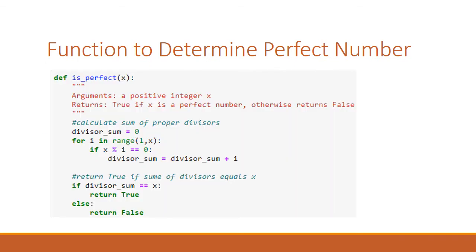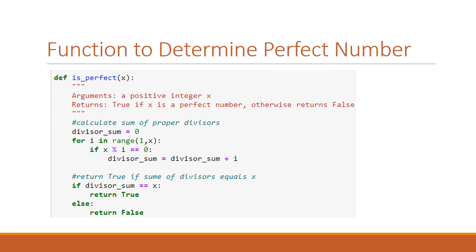Here's an example of how we might implement the perfect number function. Our function header, we're calling our function isPerfect. I like that name because it specifies that we're basically asking a question. Is X perfect? True or false? So our function name is isPerfect, and we're passing in X that represents a positive integer.